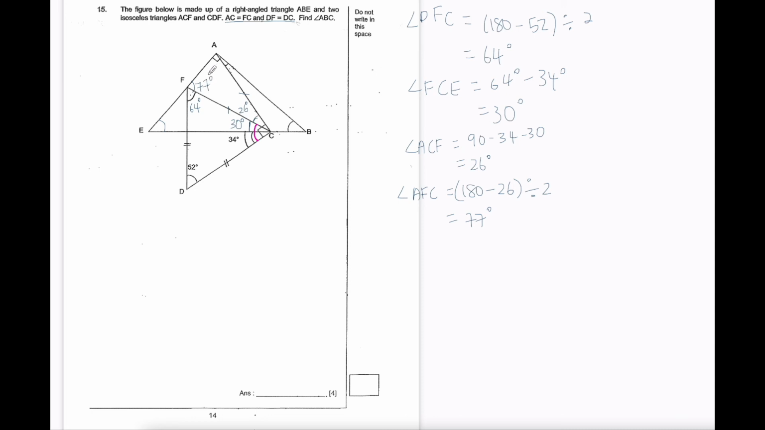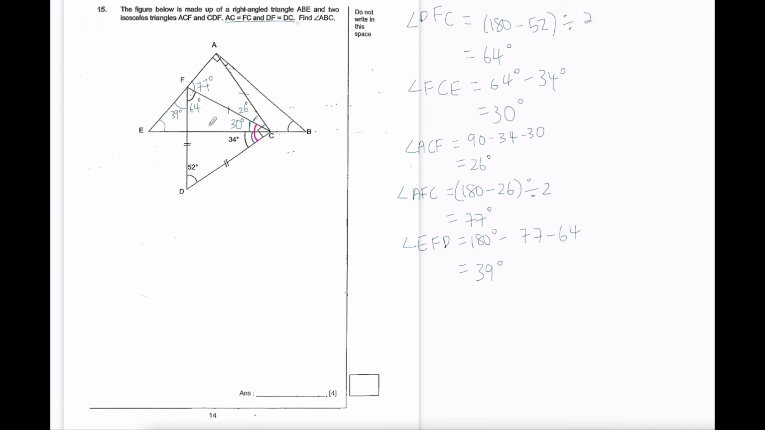Okay, so what is EFD? We need to find out what's this, correct? And this is a straight line. So angle EFD is just 180 degrees minus 77 minus 64. I'm going to get 39 degrees. So this is 39 degrees.